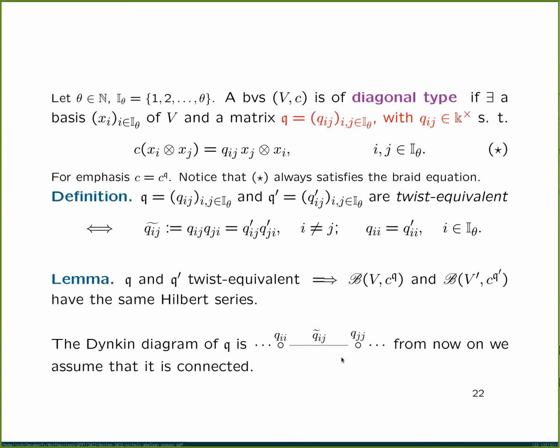Is there a stronger statement behind the lemma, that one algebra is a cocycle twist of the other, and therefore they have the same Hilbert series? Yes. Okay. This is how it's proved. But I do not want to explain this.